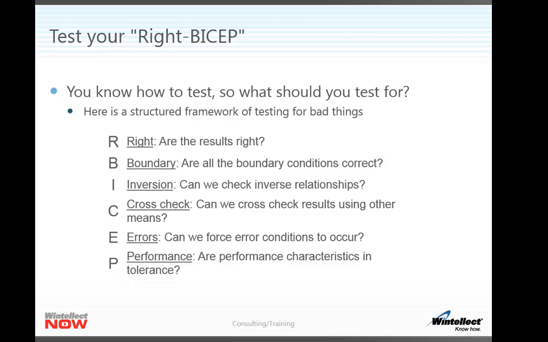Inversion. When testing if the results are right, can you double-check by performing the inverse relationship? Cross-check. Write comparers to evaluate the state of an object and compare it to a known good. Errors. Pass in invalid arguments because your users will. Null references, empty strings, empty lists. Use your imagination. Use the expected exception attribute to test.